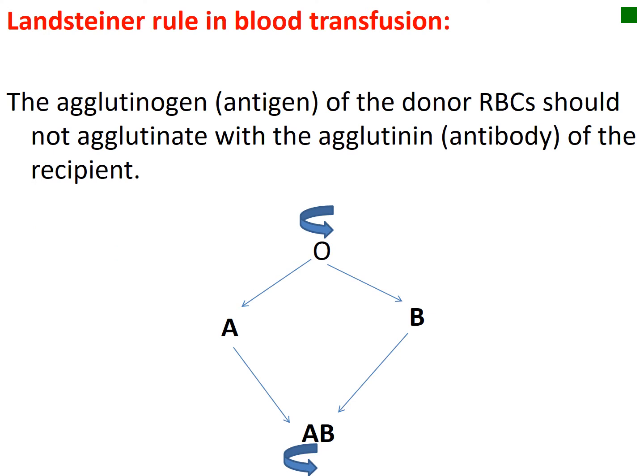The clinical role in blood transfusion: we have to know that blood O is called the universal donor. It donates to all blood groups, while AB is called the universal recipient.